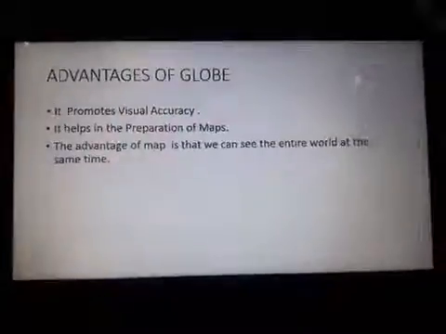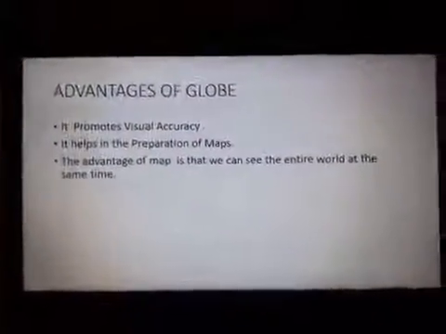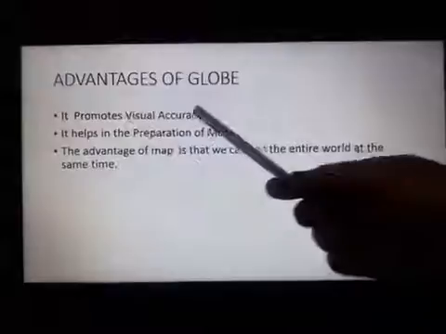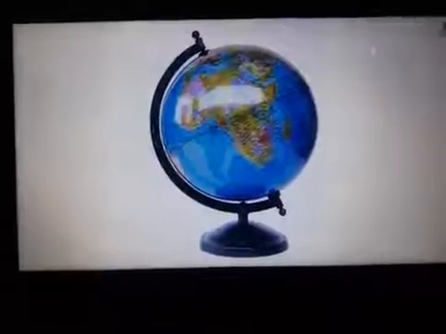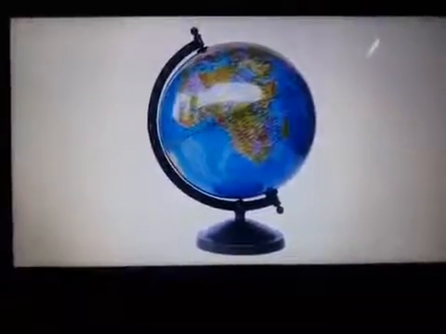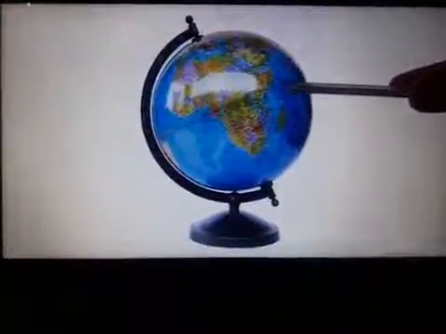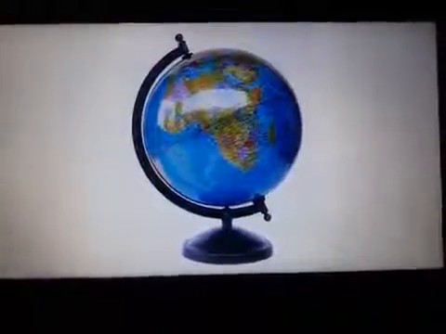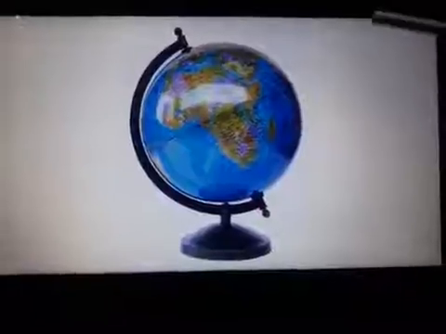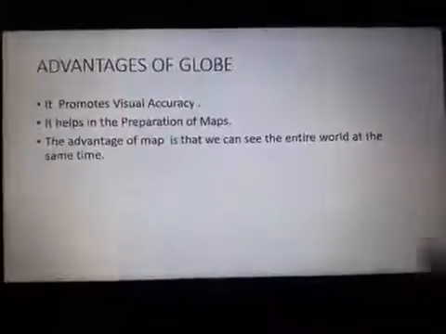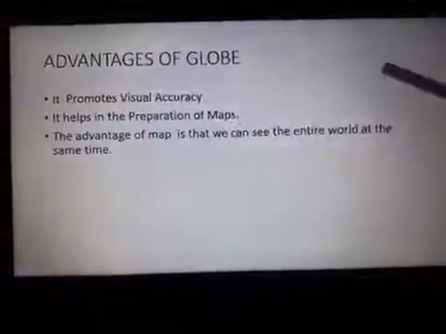Then comes advantages of globe. Now what are the advantages of globe? It promotes visual accuracy. If you want to look for a state or a continent, whatever you are looking for, an ocean, anything, then you can look at it. It will give you the correct, accurate picture, the accurate position, with which you will not get any sort of confusion. So this is the visual accuracy.